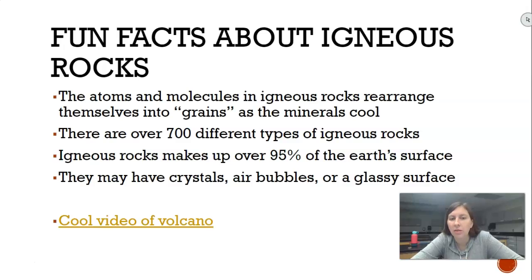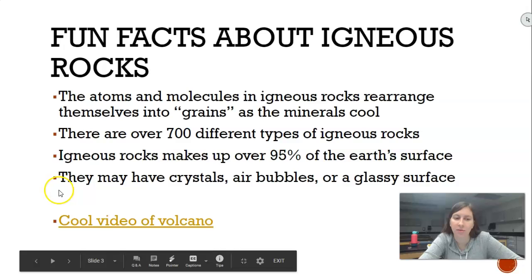There are over 700 different types of igneous rocks, and igneous rocks make up about 95% of the Earth's surface. So all over the Earth's surface, most of those are igneous rocks. That's not to say that the whole Earth is mostly igneous rock, but the surface is. Igneous rocks can have crystals, air bubbles, or a glassy surface, and we'll see some examples of all of those.